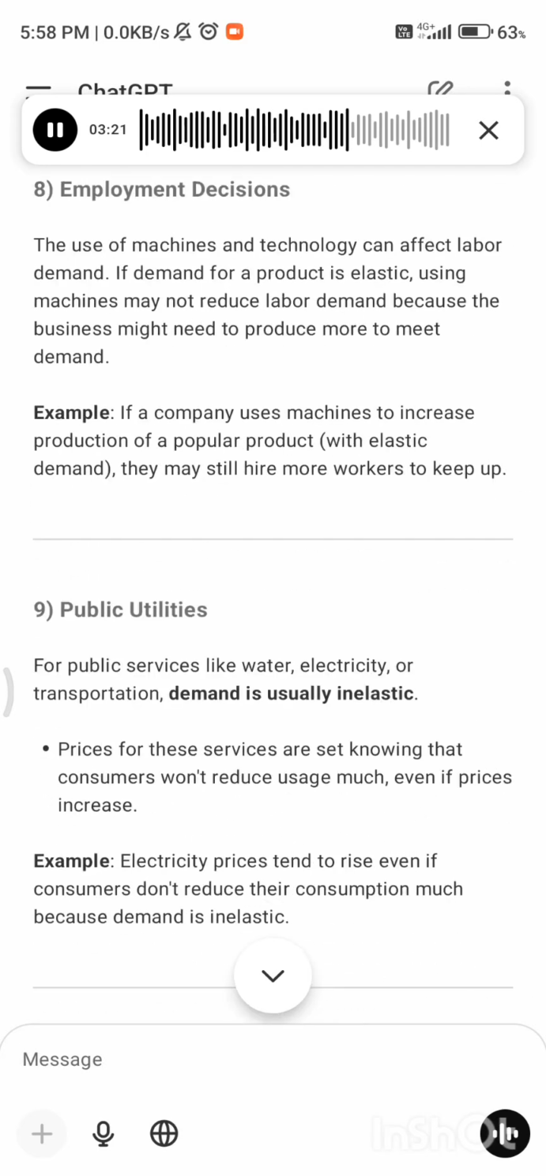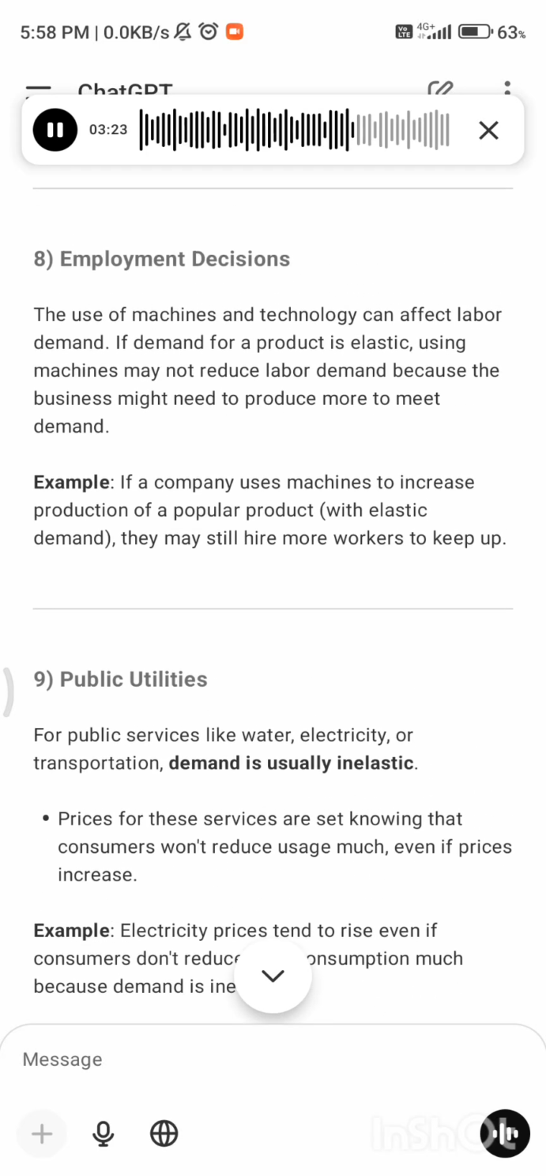8. Employment decisions. The use of machines and technology can affect labor demand. If demand for a product is elastic, using machines may not reduce labor demand because the business might need to produce more to meet demand. Example, if a company uses machines to increase production of a popular product with elastic demand, they may still hire more workers to keep up.